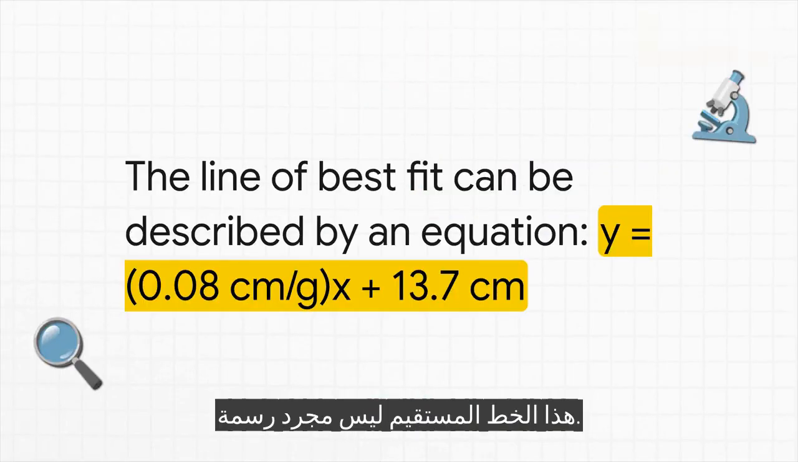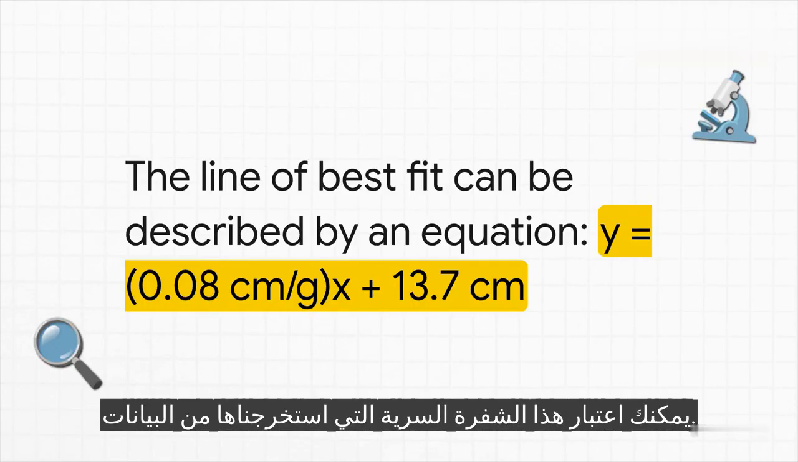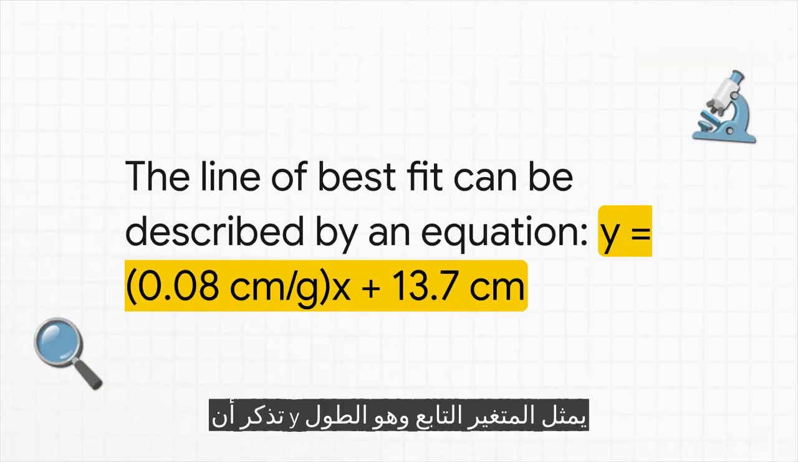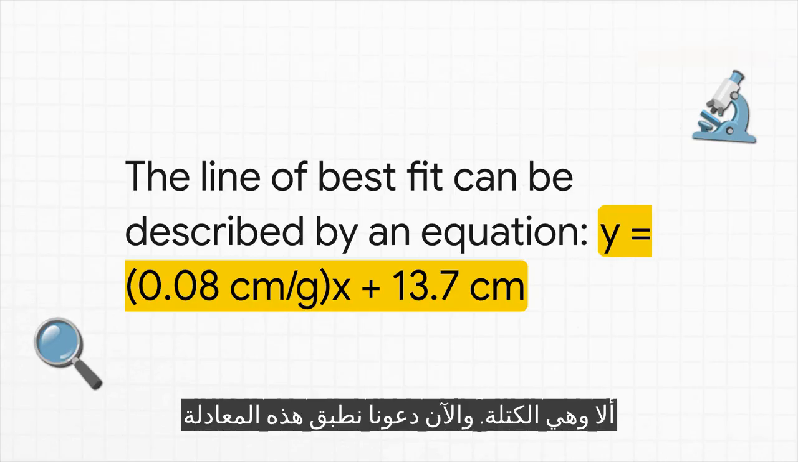You see, that straight line we drew isn't just a picture, it's a mathematical rule. And it can be described by this simple equation. You can think of this as the secret code we cracked from our data. Just remember, y is our dependent variable, the length, and x is our independent variable, the mass.